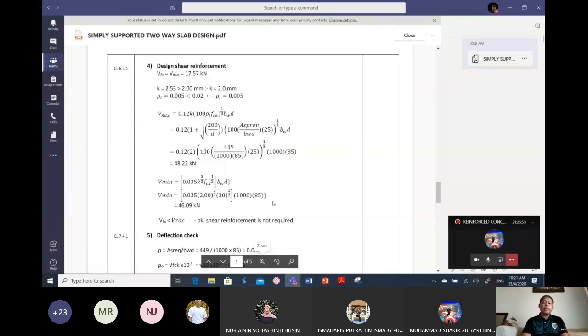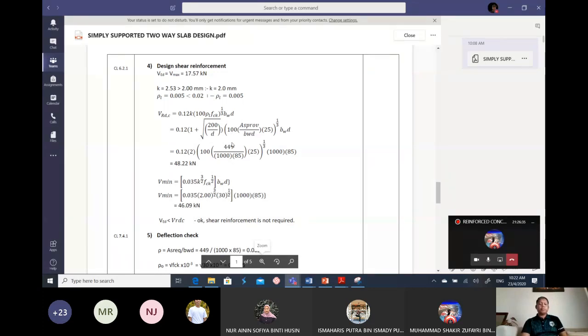Next is design of shear reinforcement. So design shear reinforcement, or check whether we need it or not. VED we take from the maximum shear force, which is 17.57. We have to calculate k by using this formula, 1 plus square root of 200 over d. Then I got the answer 2.53, which is bigger than 2. That's why the k value I use here is 2. And then rho 1 is equal to AS provided over bw d, and I got the answer 0.005, which is less than 0.02. That's why I use 0.005.